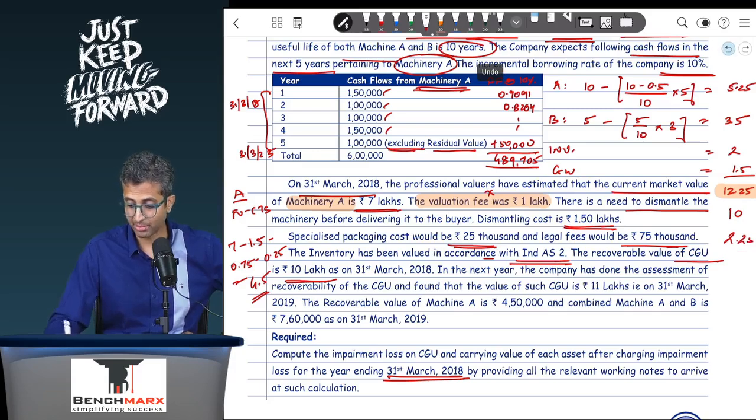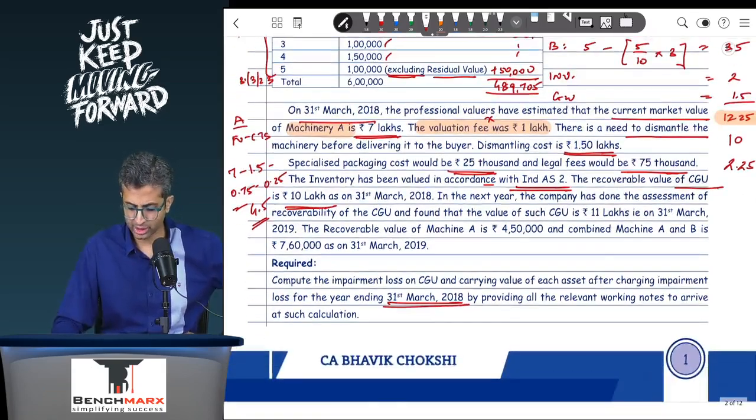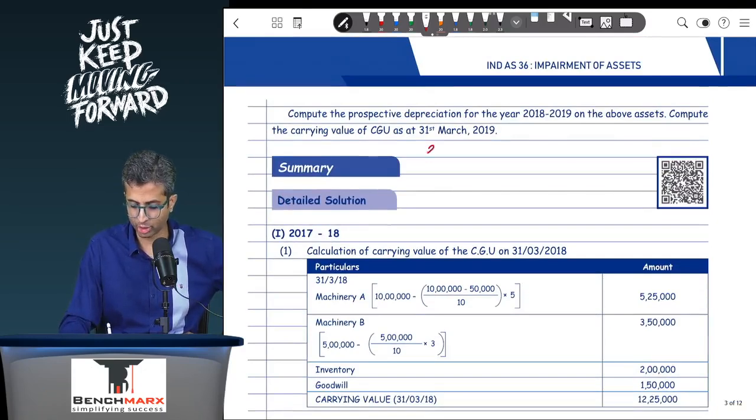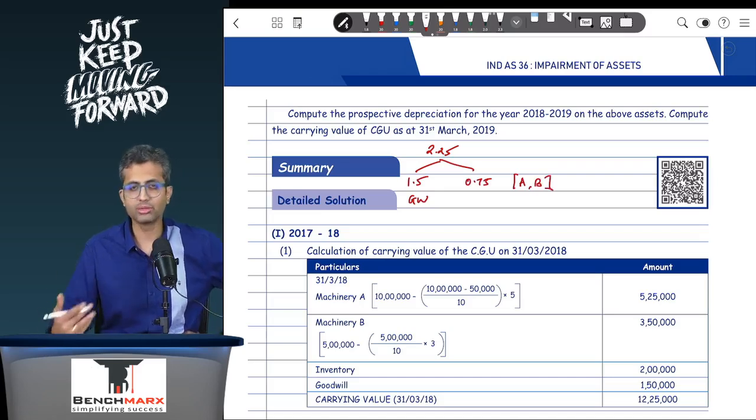Now this impairment of 2.25 lakhs is to be attributed first to whom? Well, this will be attributed first to goodwill and then to the other eligible assets. So if I do this working, let us say 2.25 is your impairment loss, and out of this impairment loss of 2.25, 1.5 is attributable towards goodwill and the remaining 0.75 is attributable to the other assets. These other assets will be machinery A and machinery B. You will not impair inventory because it is already measured as per Ind AS 2.